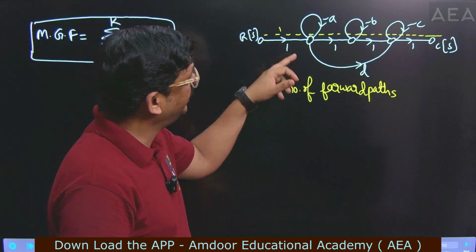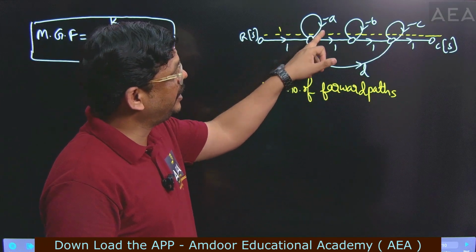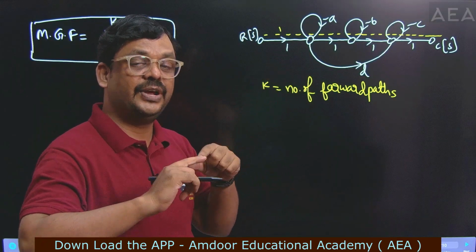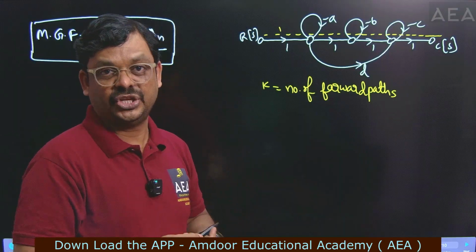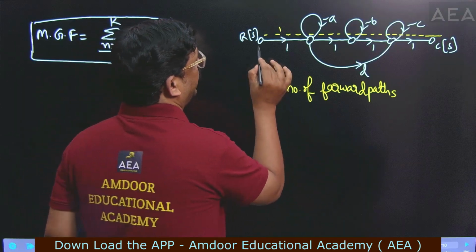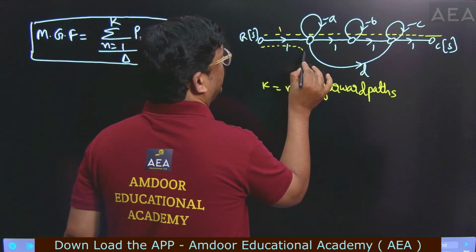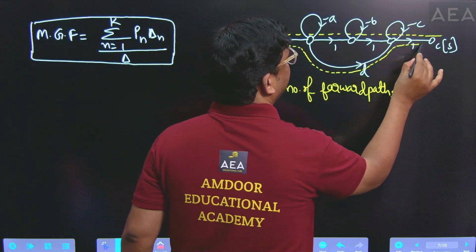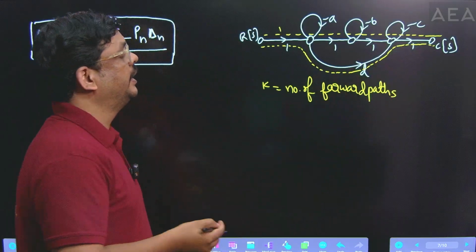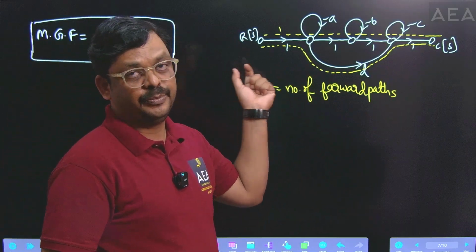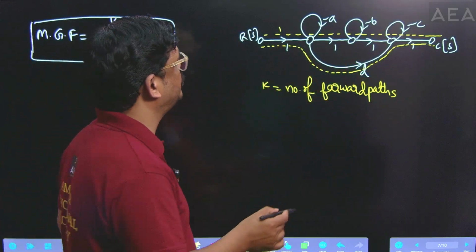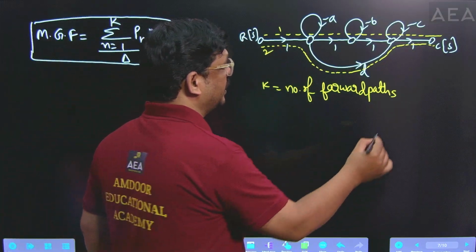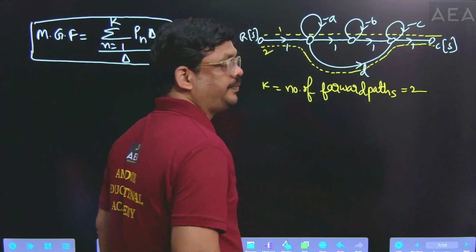Is any other path there? Here this comes under repetition. If any node repeats, don't take that path. We have to take the path without any repetition of a node. That's why I am taking one more path like this. Just follow the arrow mark directions. Based on the arrow mark direction, identify the exact path from the input to output. So now, how many forward paths does it have in total? Two forward paths. So now write k is equal to 2.